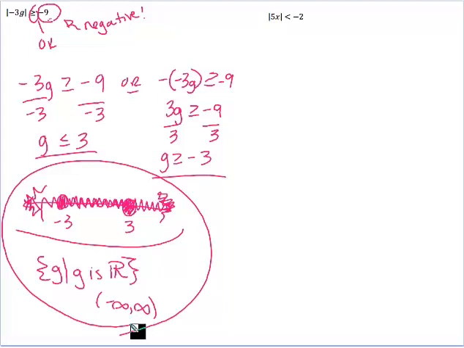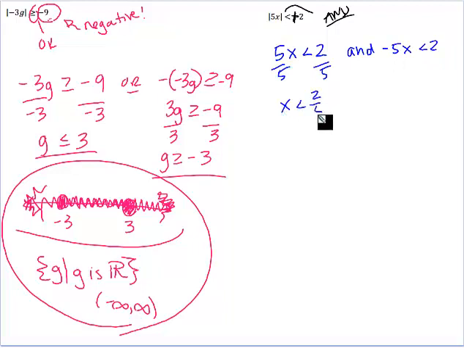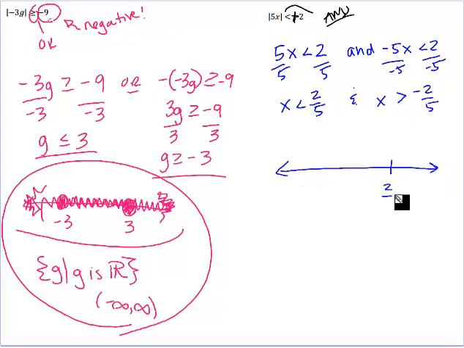And last but not least, absolute value of 5x is less than, I am going to make this into a positive 2. So we already did an example for negative. So less than, this means and, so we're going to split up our two equations. So 5x is less than 2 and negative 5x is less than 2. So we divide by 5, so x is less than 2/5, and we divide by negative 5, so x is greater than negative 2/5.